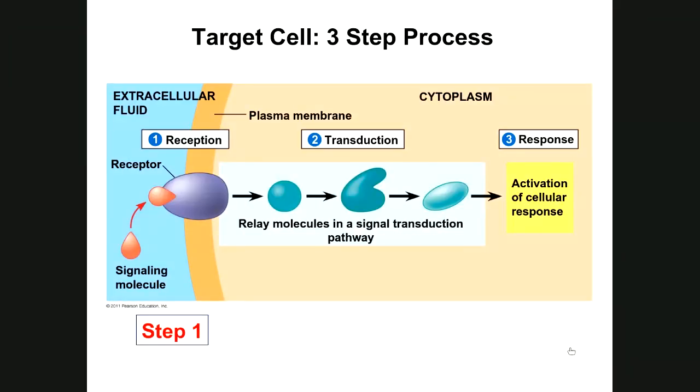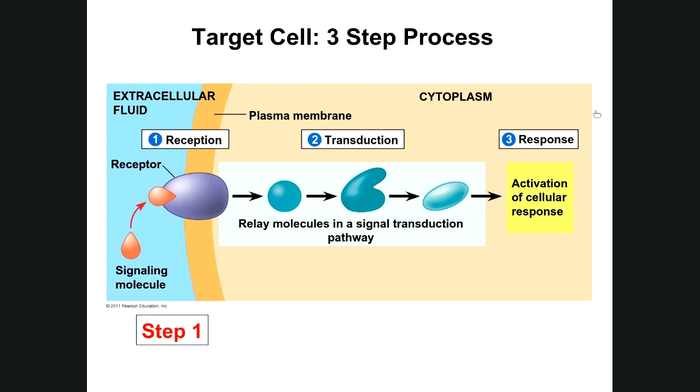Now, we're going to change directions a little bit. Now we're going to focus on the target cell. There's a three-step process when it comes to cell communication on the target cell side. This three-step process has to do with the target cell receiving a signal, and how that target cell transmits or transduces that signal to the correct area within it so that in the end the target cell can respond. It's being told to do something and it needs to respond and do it.